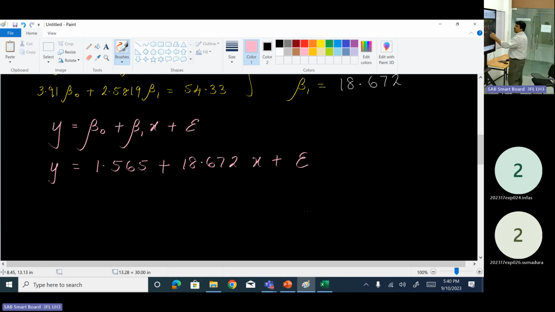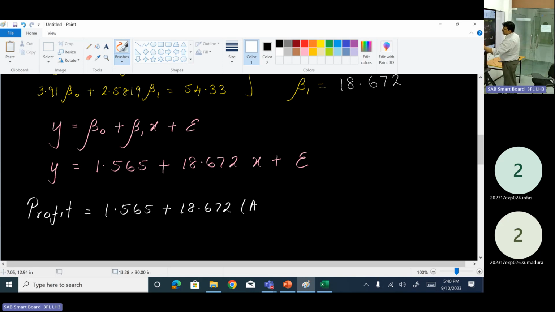So we know the real names. So if we want, we can use the real names also. So this is profit. So profit equals 1.565 plus 18.672, where X is advertising expenditure. I just write ADB, advertising expenditure, plus the error term.